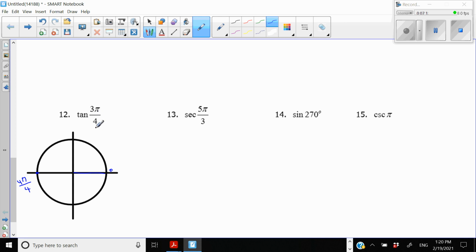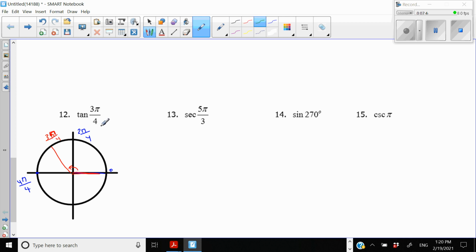3 pi over 4 is somewhere between 0 and 4 pi over 4. Half the way from 0 to 4 pi over 4 is 2 pi over 4. So 3 pi over 4 is going to be between these two. So my angle is here. Starts from here and ends between these two. This is 3 pi over 4. Okay, 3 pi over 4.